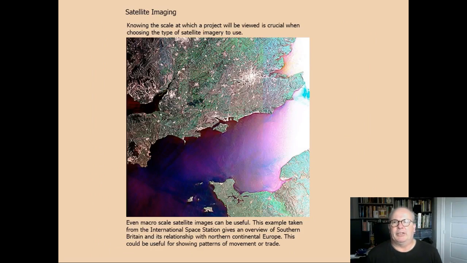So, satellite imaging. Knowing the scale at which you're going to actually produce the project finally is very important when it comes to deciding what type of image to use. So here we've got an example of an image taken from the International Space Station of southern Britain. And you can see here its relationship with northern continental Europe.